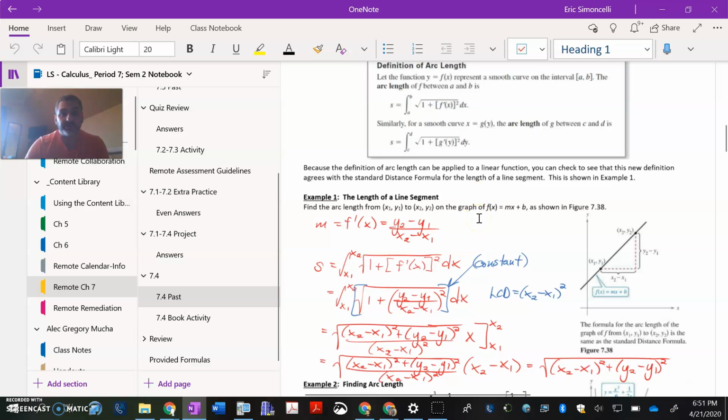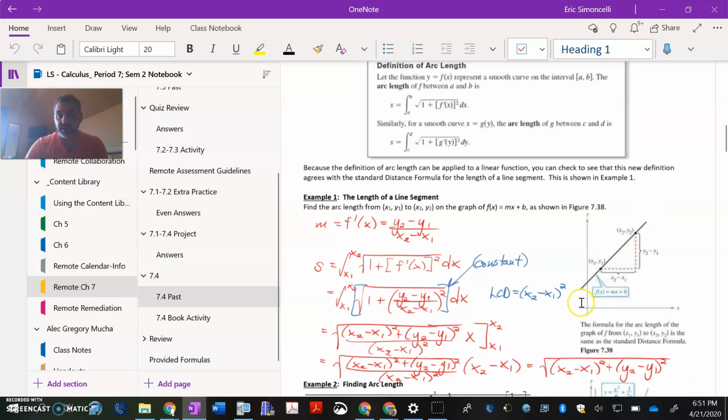Find the arc length from x sub 1, y sub 1 to x sub 2, y sub 2 on the graph of the function f of x equals mx plus b. Okay, so you see a generic line such that you've got your x sub 1, y sub 1, x sub 2, y sub 2.